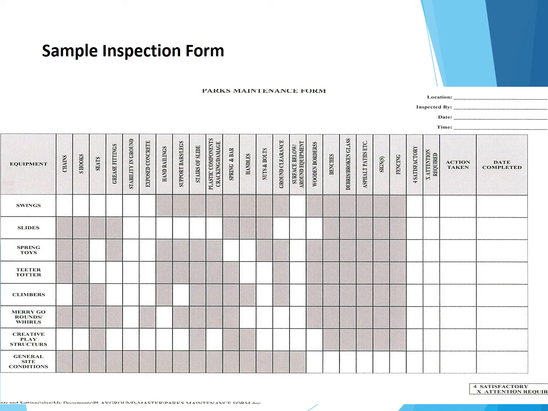So for instance, if we use the swings as an example, you would be looking at the chains, S-hooks, seats, grease fittings, stability and ground, exposed concrete, and surface area around equipment. You wouldn't be worried about springs and bars, plastic components, handles, etc., because they don't apply to that piece of equipment.